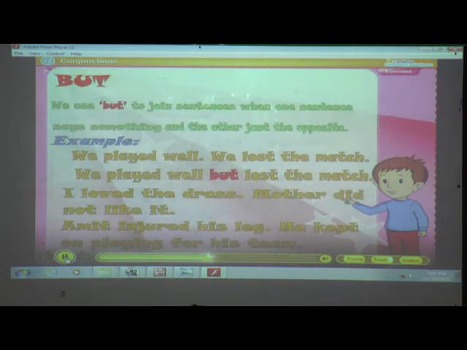But. We use but to join sentences when one sentence says something and the other just the opposite. Example. We played well. We lost the match. We played well but lost the match. I loved the dress. Mother did not like it. Alan injured his leg. He kept on playing for his team.